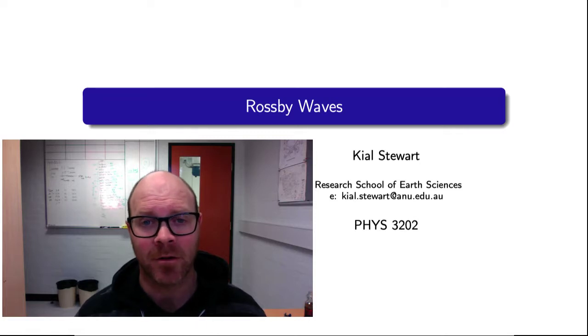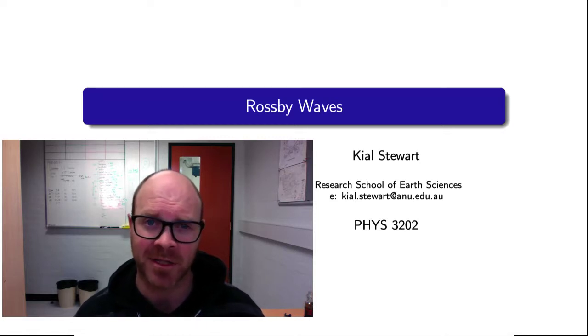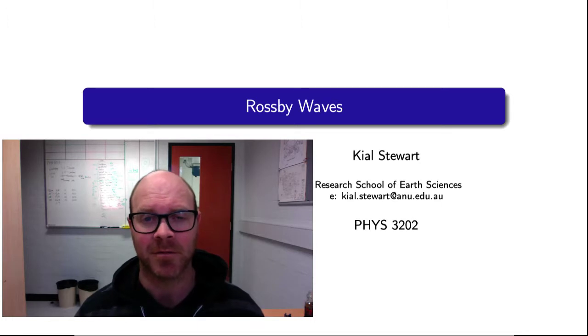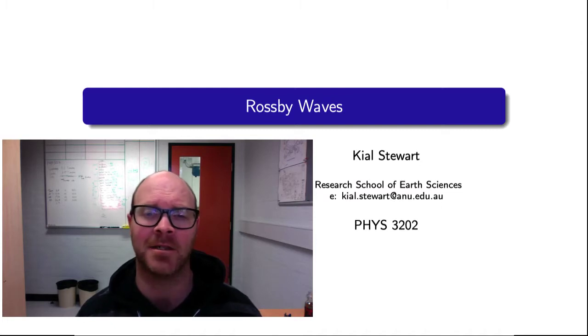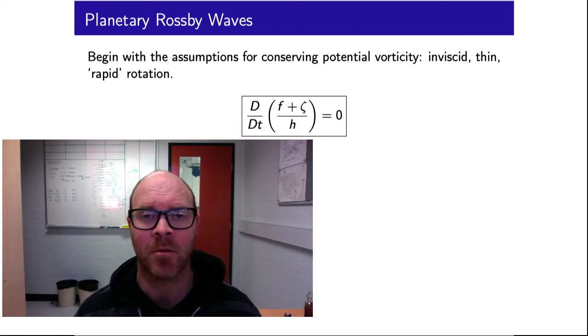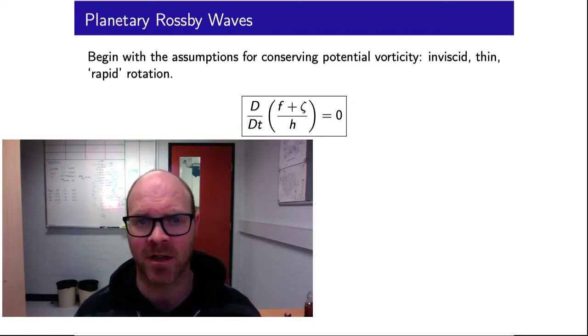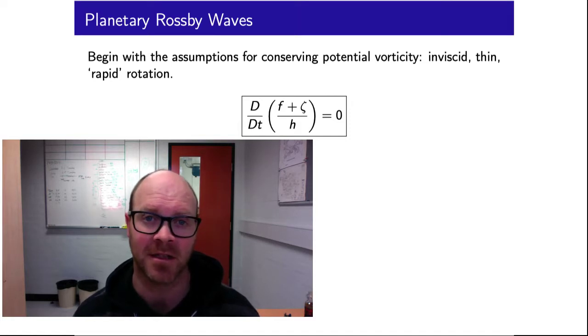We are investigating a consequence of the conservation of potential vorticity, Rossby waves. We've seen how a change in f can be expressed as the beta plane approximation, which allows us to examine the dynamics of flows with large latitudinal extent. So we'll begin by recalling the expression for potential vorticity and the assumptions that we have made in order to develop this, that is, that the flow is inviscid, it's thin and wide, and it's rapidly rotating.